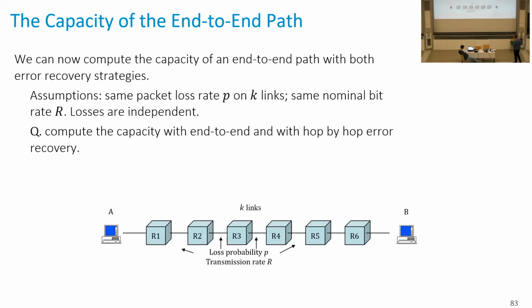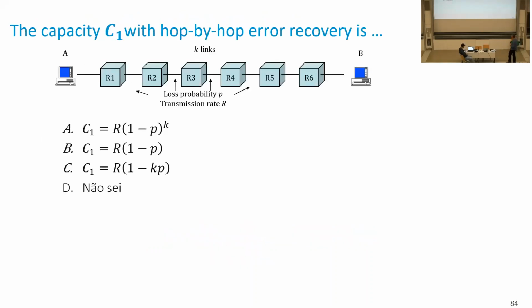So now, in order to reason and see what is best, is it better to do hop by hop or end-to-end? Let's compute the capacity of an end-to-end channel, and I take a toy academic example where I have this sequence of links and assume that the transmission rate is the same and have only one source and one destination. So of course, that's overly simplified. And the loss probability is the same, and the loss events are independent here. Can we compute the capacity of this end-to-end link?